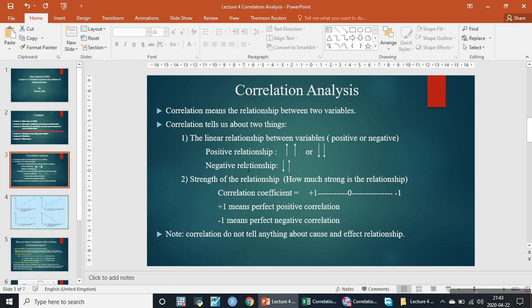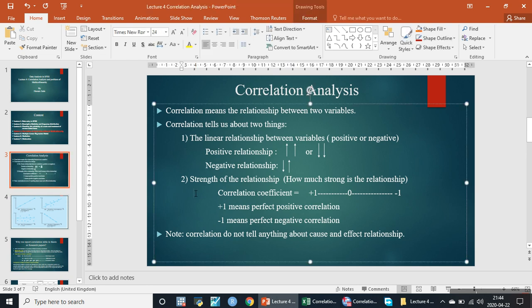What is negative relationship? Negative relationship is when one variable moves in one direction and the other variable moves in the other direction. If one variable increases and the other variable decreases, this is a negative relationship. So correlation tells us what the relationship between variables is. It is either positive or negative.